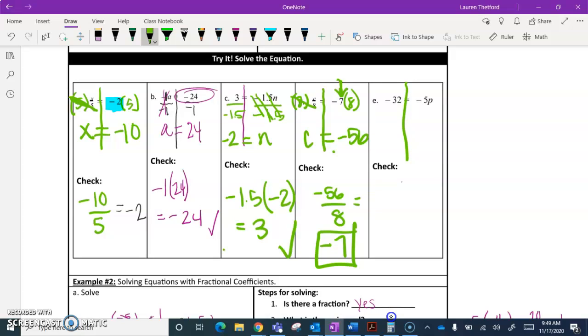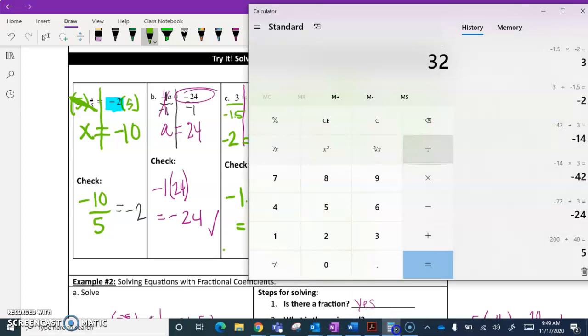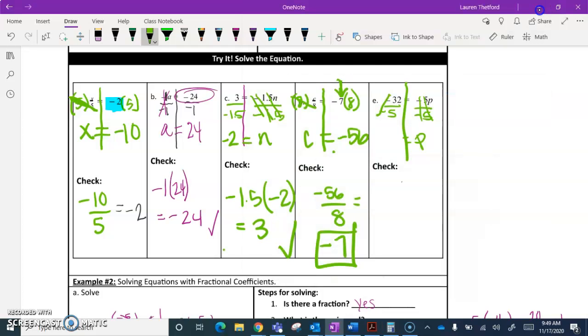So I have negative 5 times P is equal to negative 32. So I'm going to divide by negative 5 on both sides. I get P left over here equals 32 divided by 5, because these are going to be divided by negatives, a positive. 32 divided by 5 is equal to 6.4.